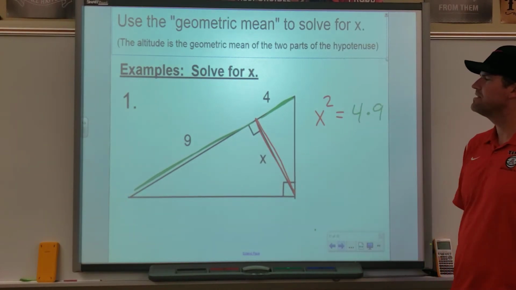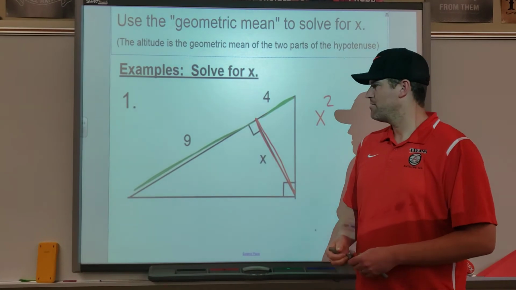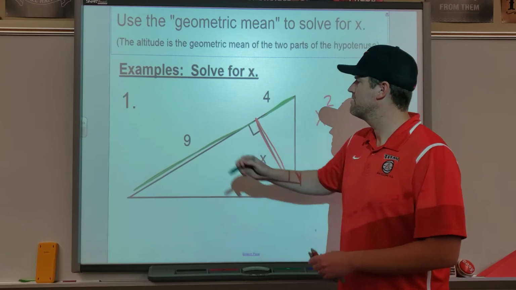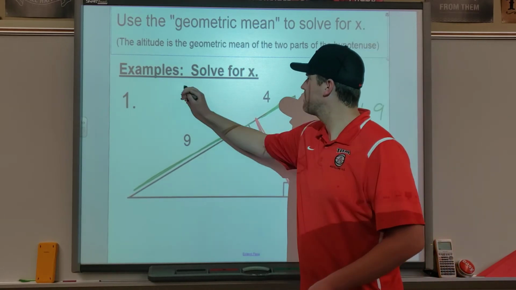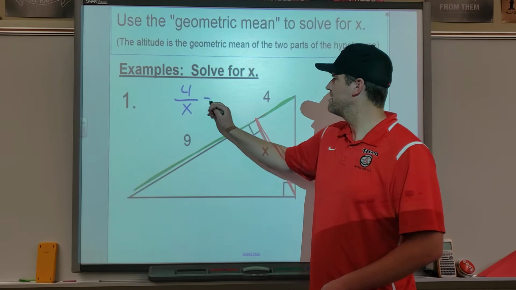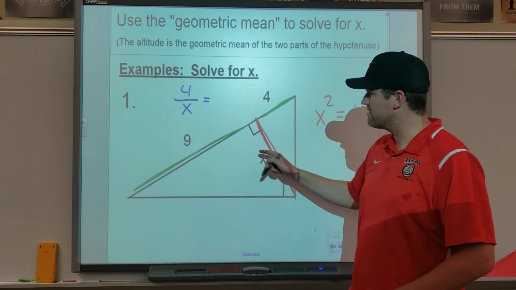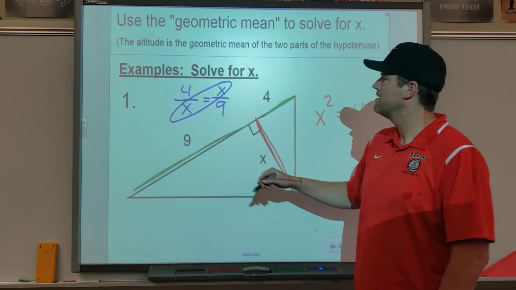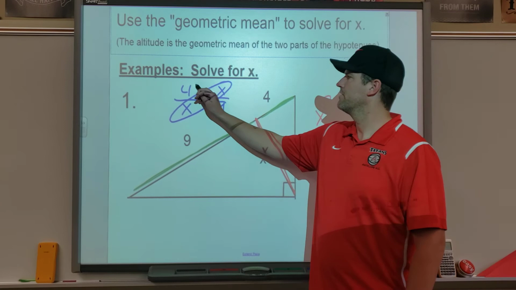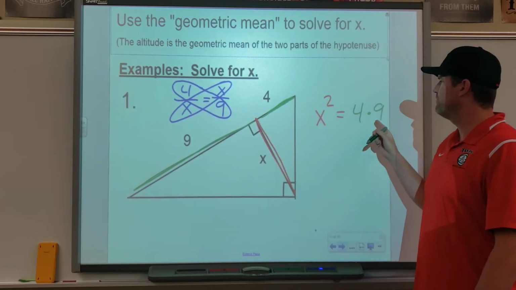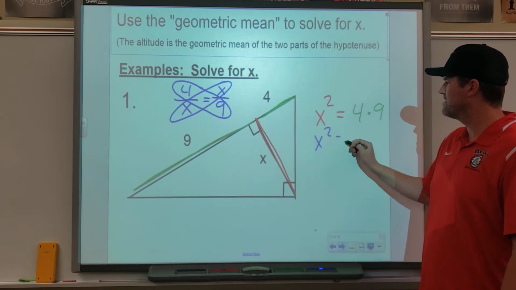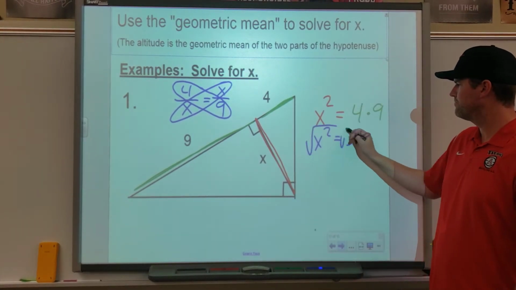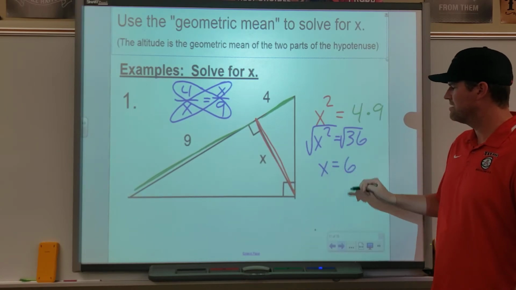4 times 9. Or if I was to set this up as a proportion, I could do piece over altitude equals altitude over piece. So 4 over x, 4 over x equals x over 9. And if I cross multiply, I get x squared, and then this diagonal would be 4 times 9, or 36. So then finally, I can take the square root, and x equals 6.